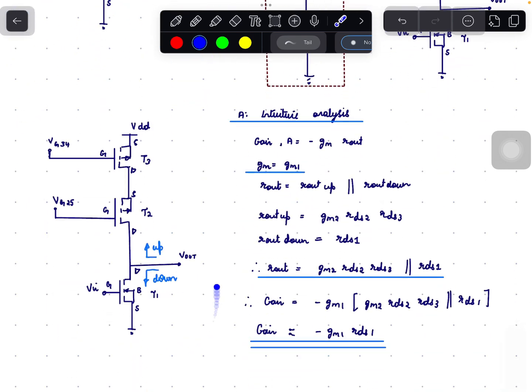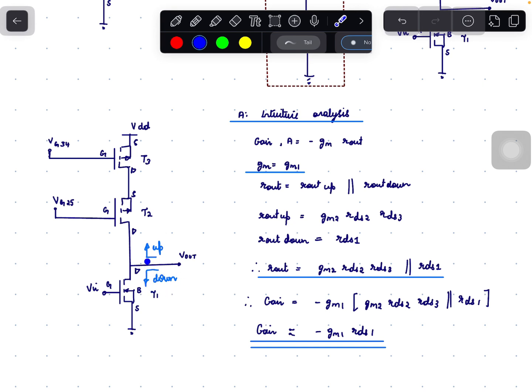which is shown here. The gain of a common source amplifier is given by minus Gm times R out. Gm is the transconductance of the circuit. Gm of this circuit is given by the transconductance of the input transistor T1, that is minus Gm1. R out is the output impedance seen at the node V out. This is equal to the output impedance seen up parallel to the output impedance seen down.